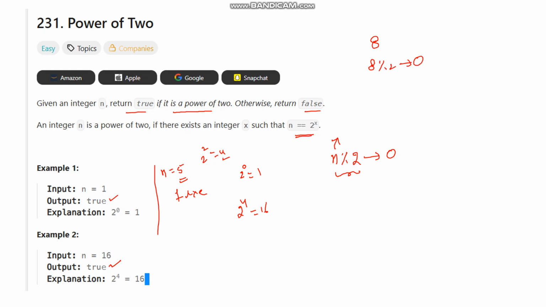Again we divide 8 by 2. What is 8 by 2? 4. We have to check whether 8 mod 2 is equal to 0 or not. That is the first condition, n mod 2 equal to 0 or not. And what was the second condition? The second condition is that whenever this n by 2 value is also a power of 2, then we can get the answer as true.